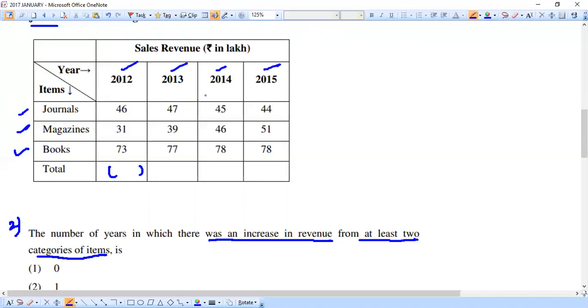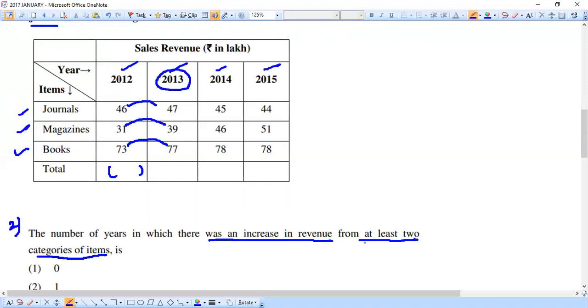Let's just check it. So 2012 to 2013. Coming to journals, yes, 46 to 47, journals has increased. Coming to magazines, 31 to 39, it has increased. And books, 73 to 77, that is also increased. So out of the three categories, all three have increased for the year 2013. So we can take the year 2013 into account.